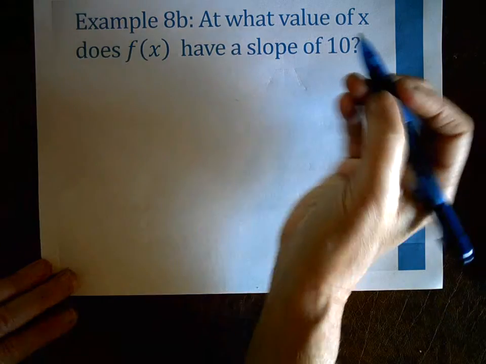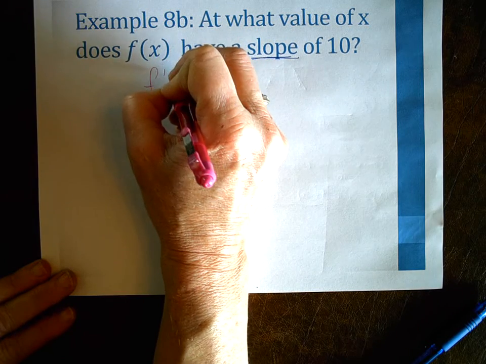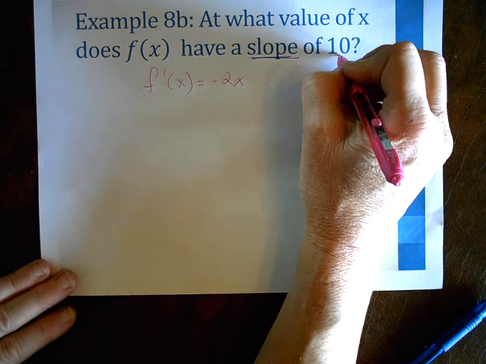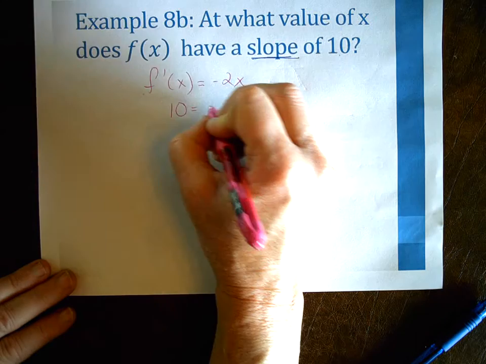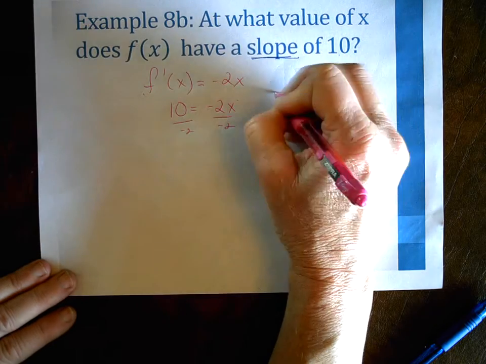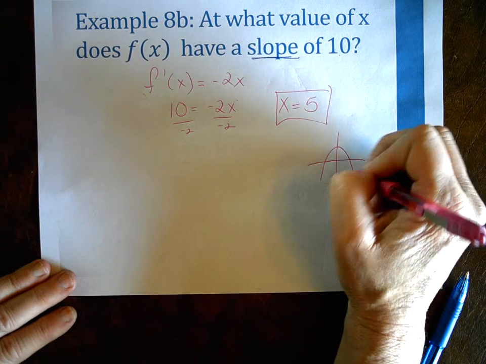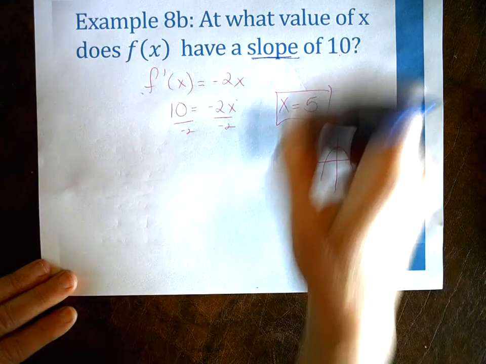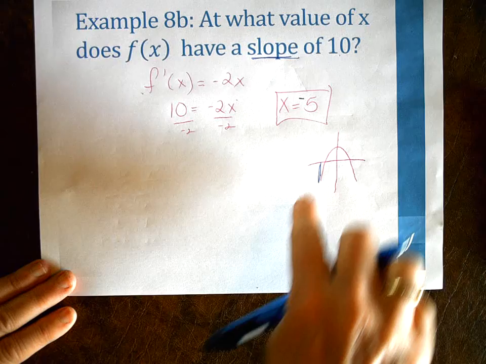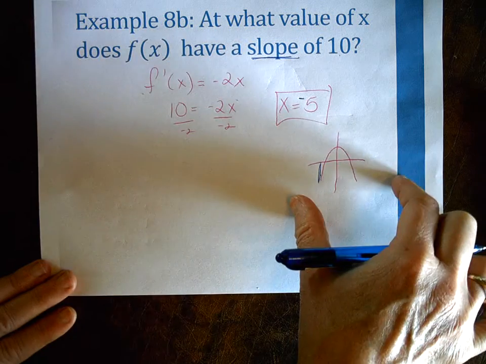So remember slope is your derivative, so we're going to take the derivative of the last question, which was negative 2x, and we want that to equal 10. And when x is 5, we'd have a slope of 10. Again, this is an upside down parabola. So on this side, actually, sorry, that's negative 5. And that's when the slope would be 10. Because remember, the slope was 8 over here. Now, farther away, it would be 10. And even farther away, it'd be a higher slope.